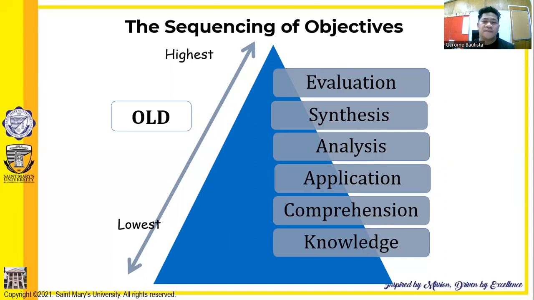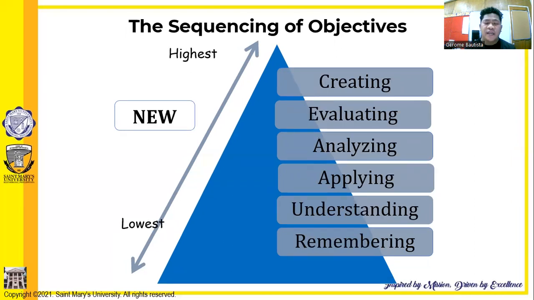That's comprehension. Now, for application, they are able to connect what they have learned with other examples, with real life scenarios. They are able to apply the knowledge into other things. Analysis is being able to break down a specific concept into smaller parts. We also have synthesis, that's already putting together, creating something new. And the highest in the old model of Bloom's taxonomy is when students are able to evaluate, to criticize, to judge. That's in the old.